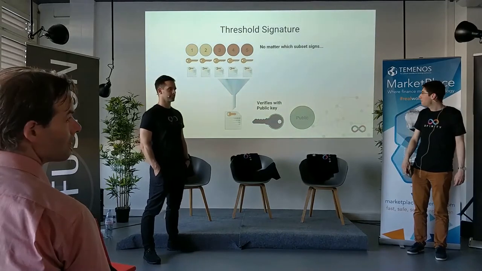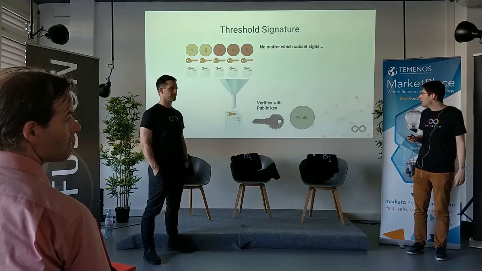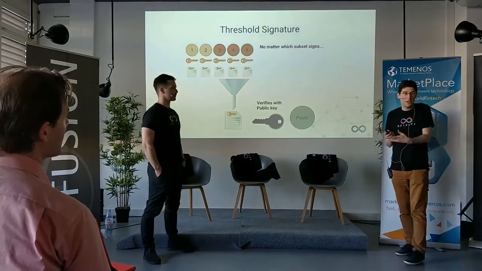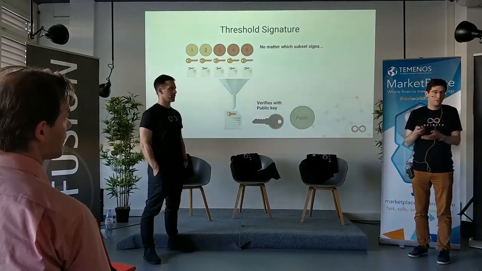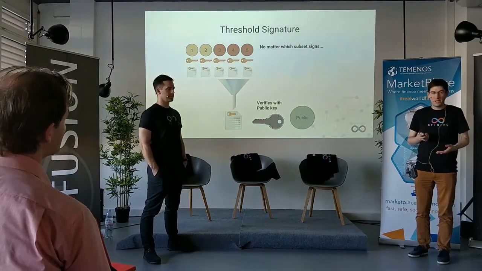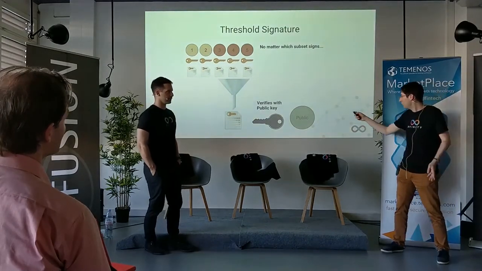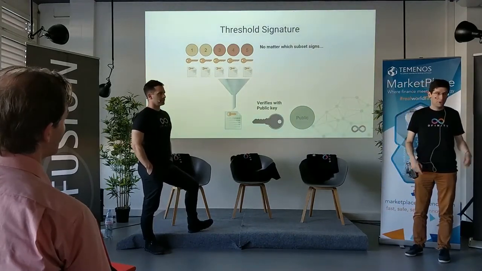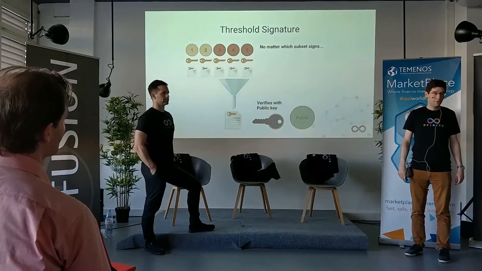So the first one and the second one will never be invalid? I mean, they could be invalid if they just create some random value instead of a signature, to mess up the signature. They can do that, but then every person who combines the signatures can check that and just ignore it.